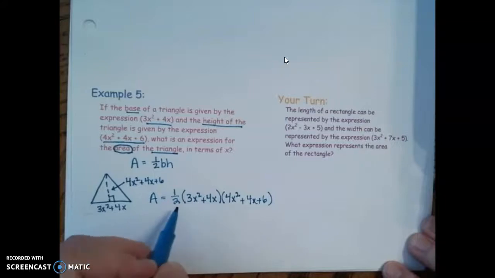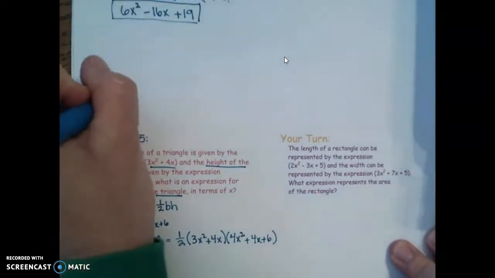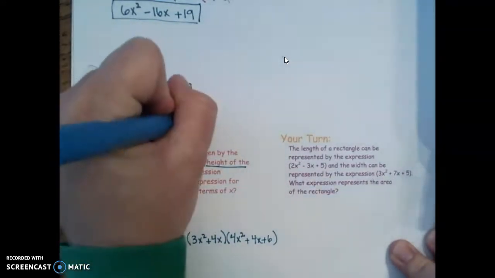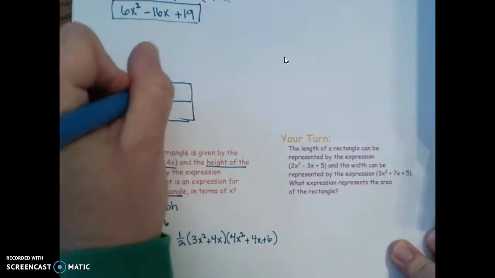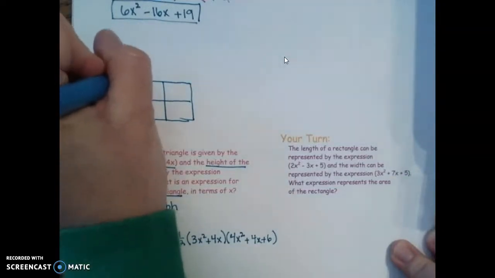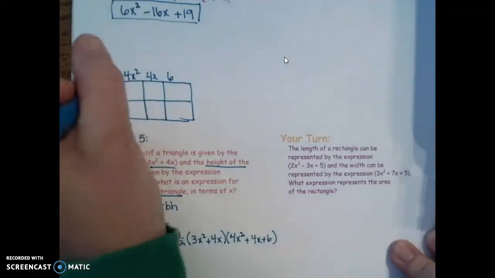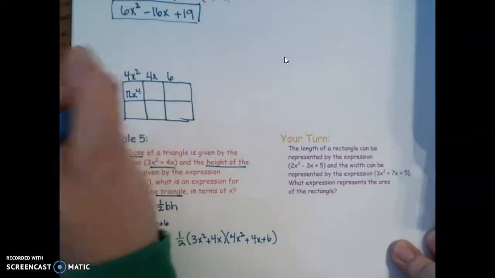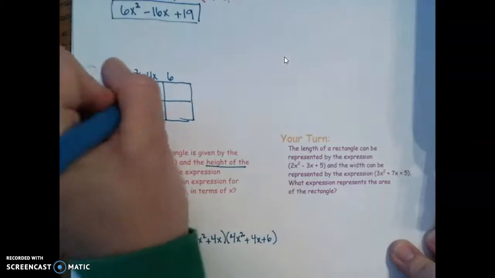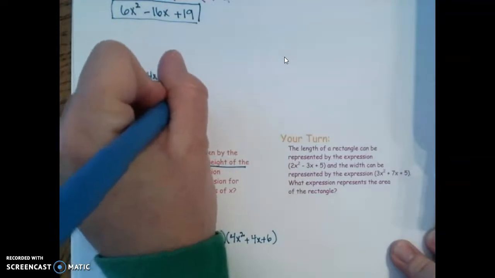You could distribute here, but if we take half of 3, that's going to give us fractions. So I'm going to multiply these two together and then take half of the product of these two. So I'm going to come up here and do that box again. So again, you're going to multiply to fill that in. So 3x squared times 4x squared is 12x to the 4th. 3x squared times 4x is 12x to the 3rd. And 3x squared times 6 is 18x squared.